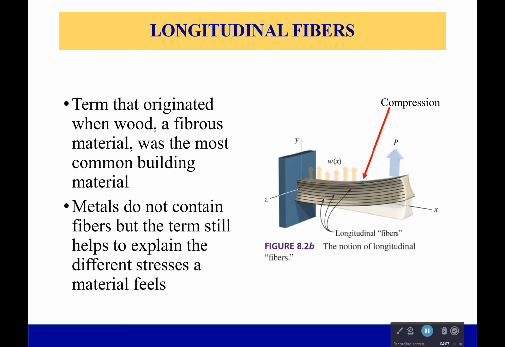So because of this, if we look at the longitudinal fiber on the top, we can see that it's going to be in compression because it's gotten shorter. So that's a negative strain. It's going to cause us compressive stress. But on the bottom, however, it's in tension because it's gotten longer because of how we bent it. So these different fibers are going to be experiencing different stresses and different strains.